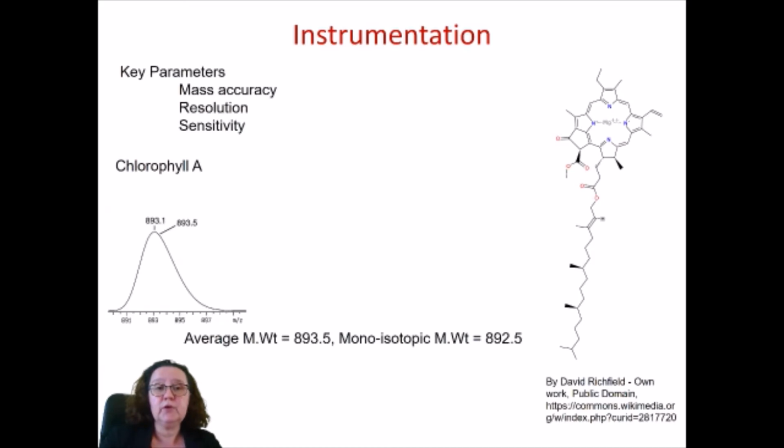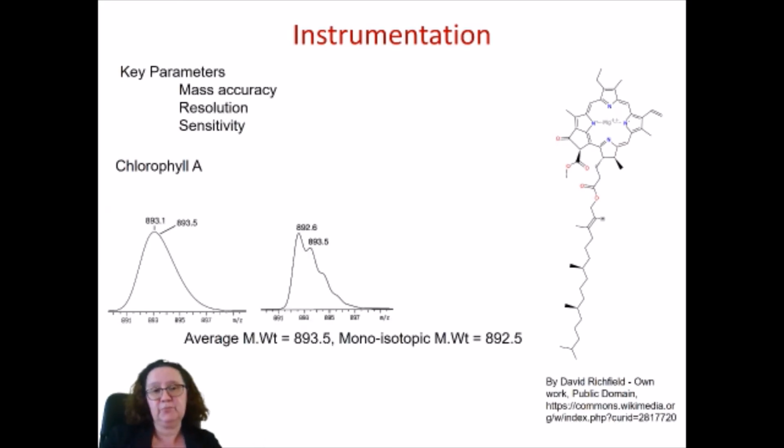This is, for example, a molecule of chlorophyll A, and this is one mass spectrum that shows the peak of the molecular mass of chlorophyll A. Chlorophyll A has an average mass of 893.5. However, the monoisotopic molecular mass, which would be the mass of the compound with the most common isotopes, carbon 12, oxygen 16, nitrogen 14, is actually 892.5.